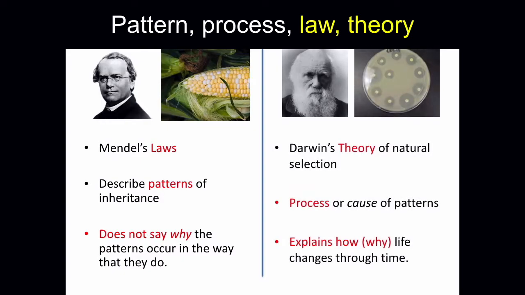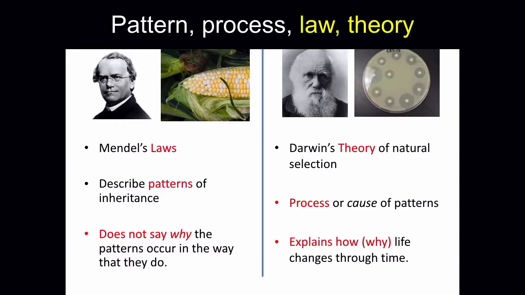On the other hand, you've probably heard of Charles Darwin and his theory of natural selection. This theory is a process because it's an attempt to explain why life changes through time. That is, it's not a documentation that life does change. For example, we all know that every year vaccinations are needed because the cold virus is different from the previous year, not to mention the flu and many, many other types of pathogens.